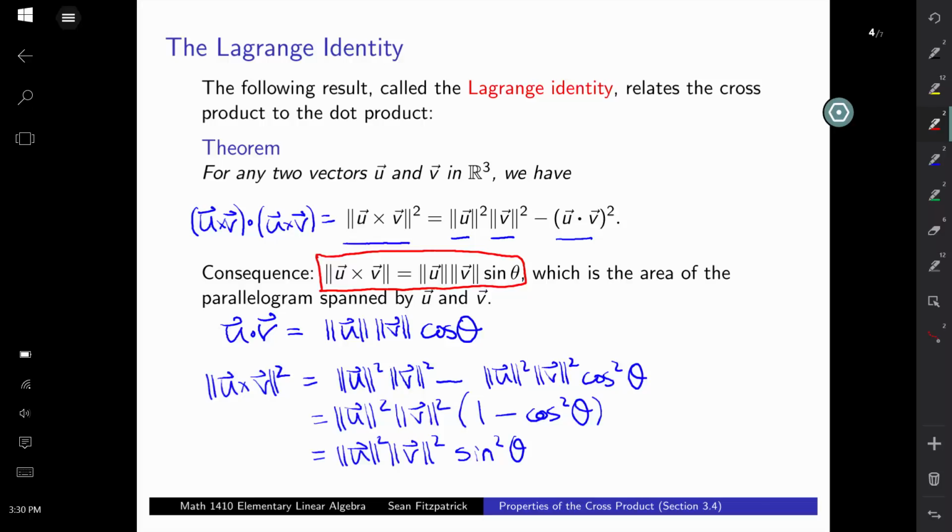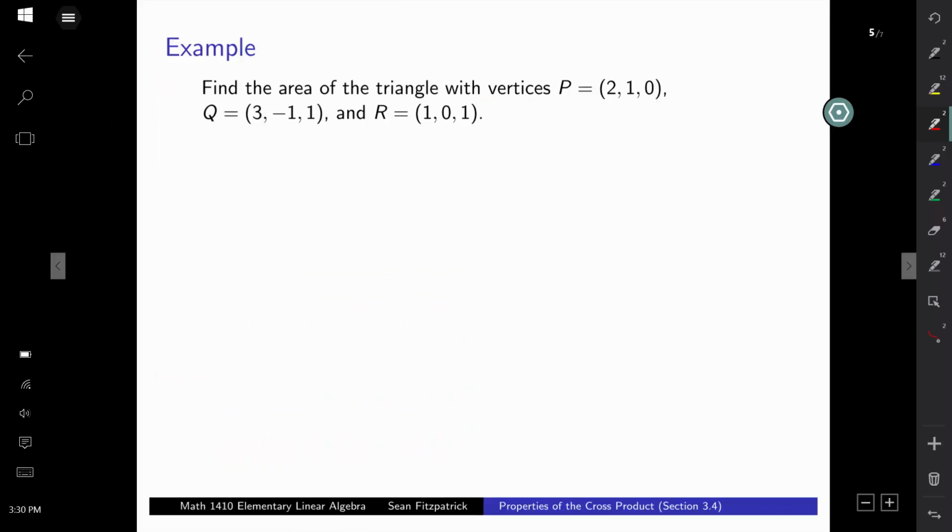Why do I know that sine theta should come out positive? Well, the way we generally define the angle between vectors, we define our angle to be somewhere between 0 and pi, between 0 and 180 degrees, and sine theta is positive over that whole span, so we don't really have to worry about the sign issue there. Okay, so here's an example. How can we find the area of a triangle given these three vertices?